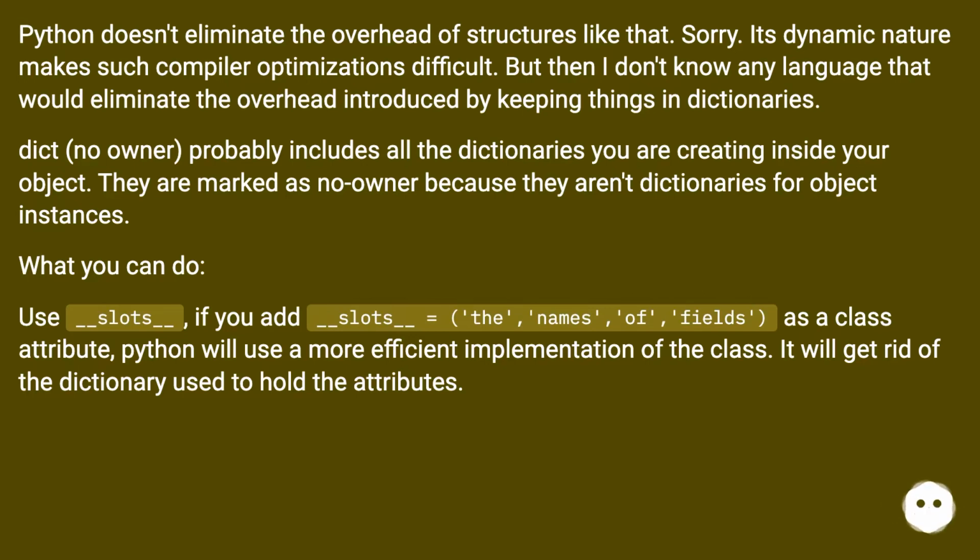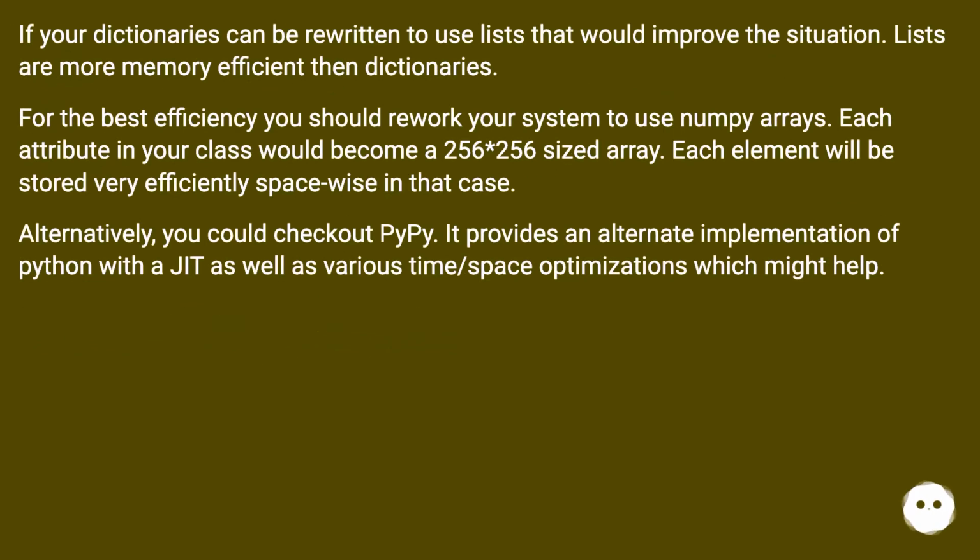What you can do: use __slots__. If you add __slots__ equals the names of fields as a class attribute, Python will use a more efficient implementation of the class. It will get rid of the dictionary used to hold the attributes. If your dictionaries can be rewritten to use lists, that would improve the situation. Lists are more memory efficient than dictionaries.